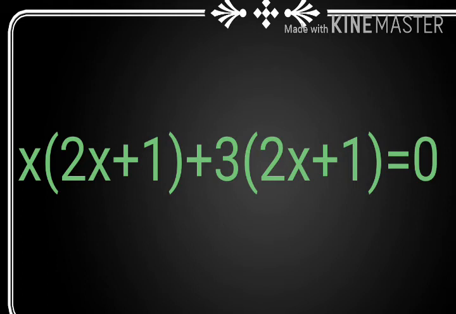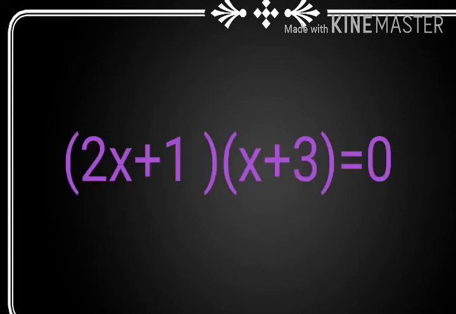Then plus 6x plus 3. Which is common? 3 is common. So 3 into (2x plus 1). So both terms have the common factor. Which is the common factor? 2x plus 1. So (2x plus 1) into (x plus 3). The remaining terms are x and 3. So (2x plus 1) into (x plus 3) equals 0.